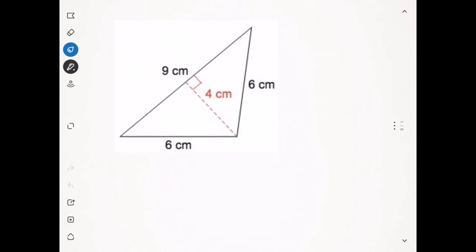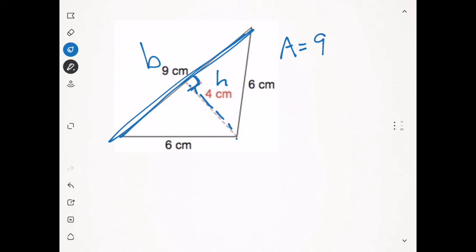Example 3. Okay, first thing we're going to do, look for that right angle. It's going to connect your base. This time 9 is our base. And this dotted line, that 4 centimeters, that's our height. So area equals base times height. Always got to divide by 2 for triangles.